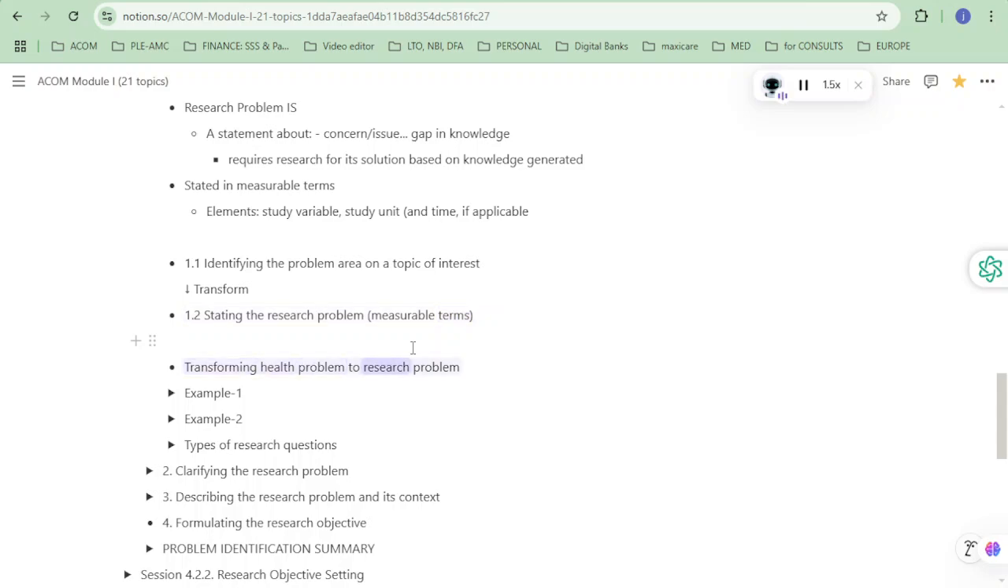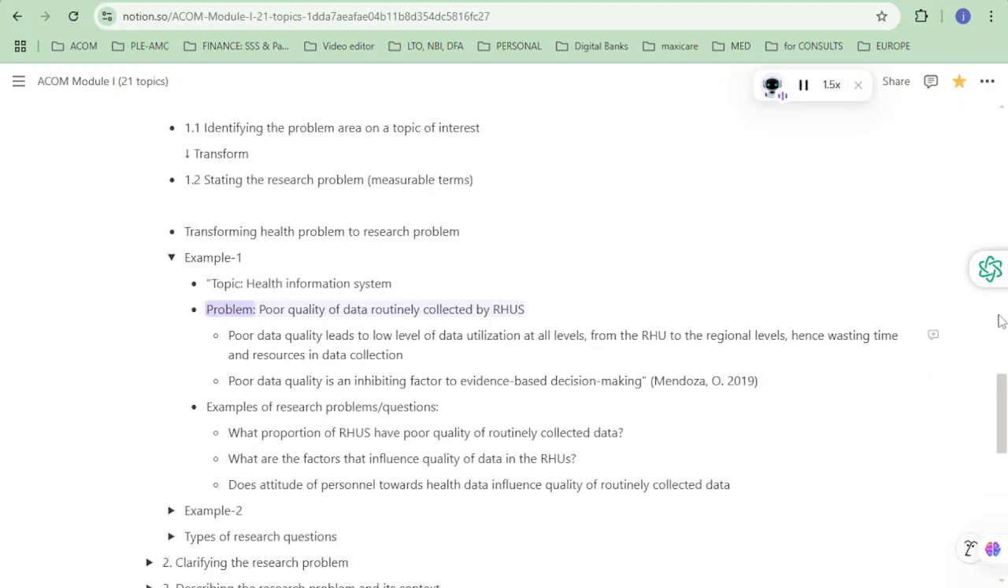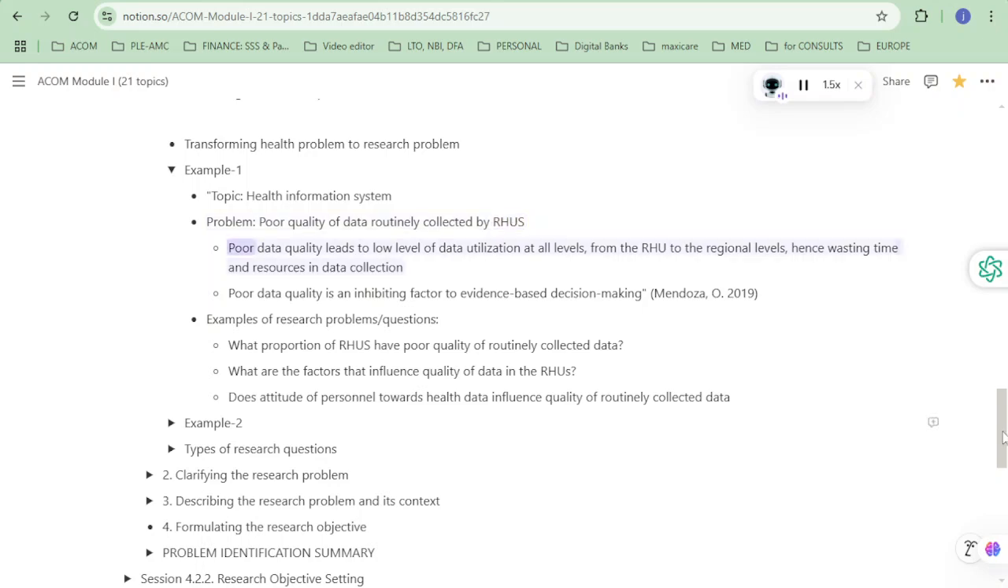Transforming a health problem to a research problem. Example 1. Topic: Health Information System. Problem: poor quality of data routinely collected by RUS. Poor data quality leads to a low level of data utilization at all levels, from the RHU to the regional levels, hence wasting time and resources in data collection. Poor data quality is an inhibiting factor to evidence-based decision-making, Mendoza, O. 2019.